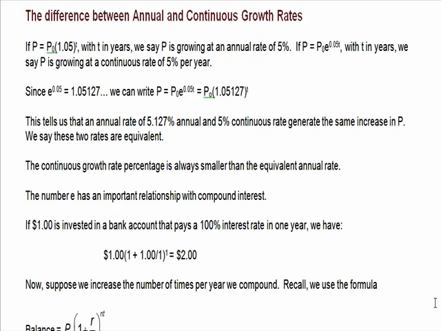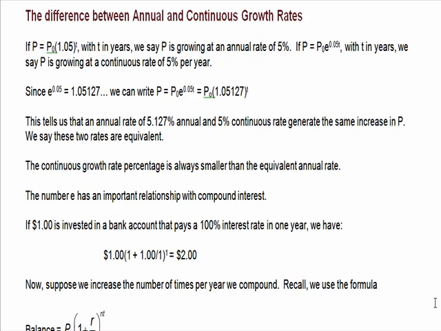If we actually had P equals P0 e to the 0.05t, with t in years, we would say P is growing at a continuous rate of 5% per year. So both are 5%. The one is an annual rate, the other is a continuous rate.